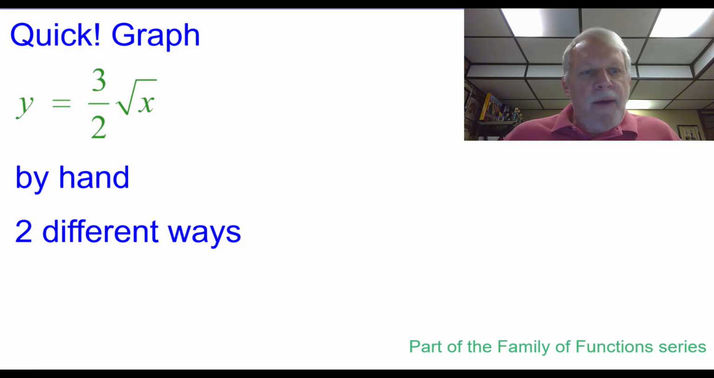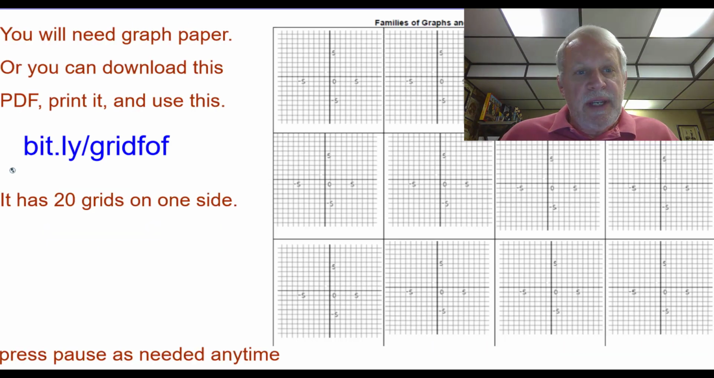Let's quickly graph y equals 3/2 times the square root of x by hand two different ways. This is part of the family of functions series. You will need graph paper or download this PDF and print it. Press pause as needed anytime.